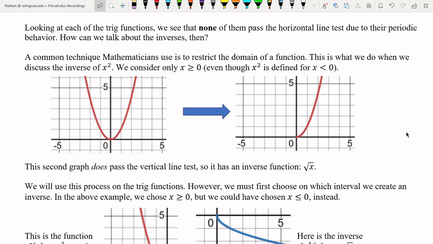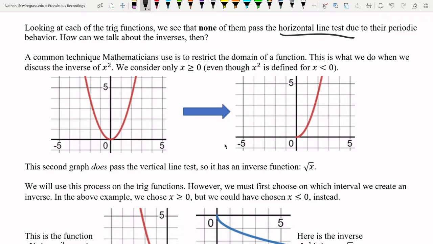Looking at all the trig functions, you can see that none of them pass the horizontal line test. It's all really because of the periodic behavior. So if we want to talk about inverses, we need to talk more specifically about restrictions of the domain, which is what mathematicians typically do when you want to work with inverses, which is what you see when you're working with x squared.